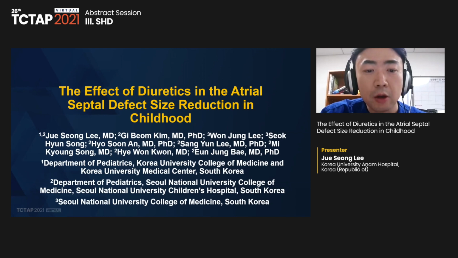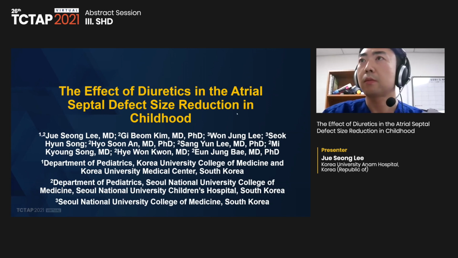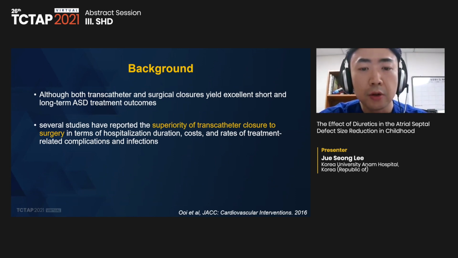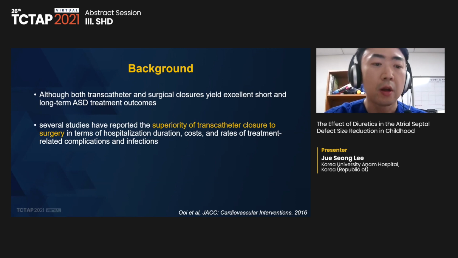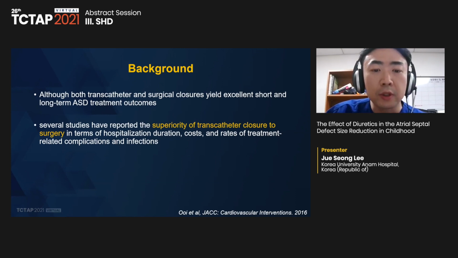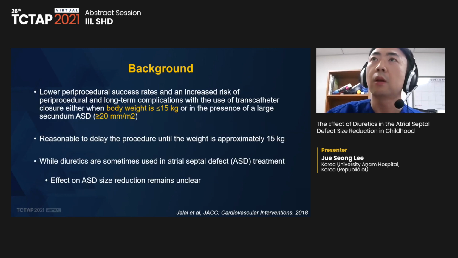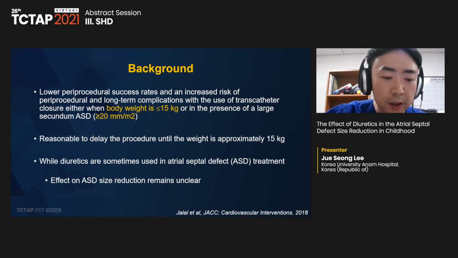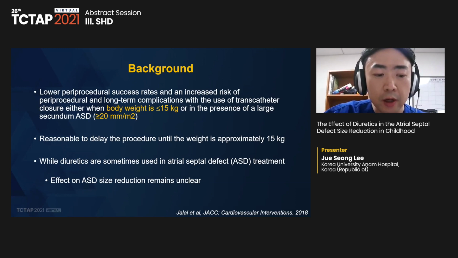My topic is the effect of diuretics in ASD size reduction in childhood. Although both transcatheter and surgical closures yield excellent ASD treatment outcomes, several studies have reported the superiority of transcatheter closure to surgery. Recent studies reported both a lower procedural success rate and an increased risk of complications with the use of transcatheter closure when body weight is below 15 kg or in the presence of a large secondary ASD. While diuretics are sometimes used in ASD treatment, their effect on ASD size reduction remains unclear.